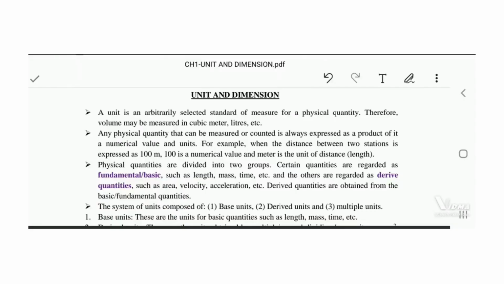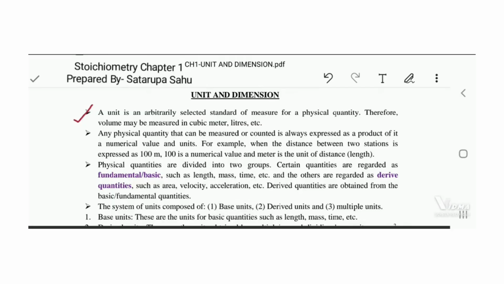Today we are going to discuss the topic unit and dimension, which is studied in 3rd semester Chemical Engineering Stoichiometry. Hello everyone, now we are going to discuss unit and dimension. First, what do you mean by unit?